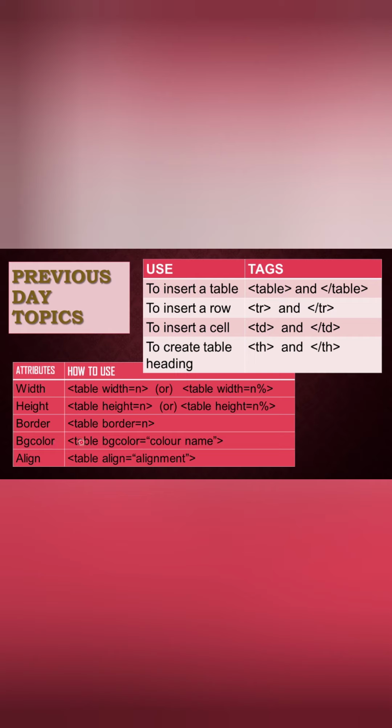Then bgcolor. If you want to set up a background color for your table, you can use this syntax: table bgcolor equal to, and you have to enter the color name here. Then align. If you want to align your table, then you can use this table align attribute. So table align equal to alignment. Instead of alignment, you have to enter the position to which you want to align your table. It can be right, left, or center of your web page.